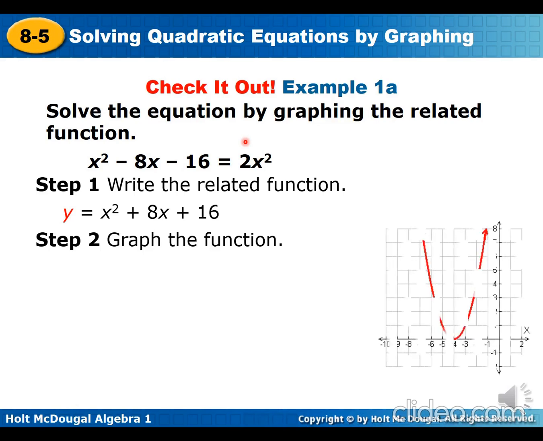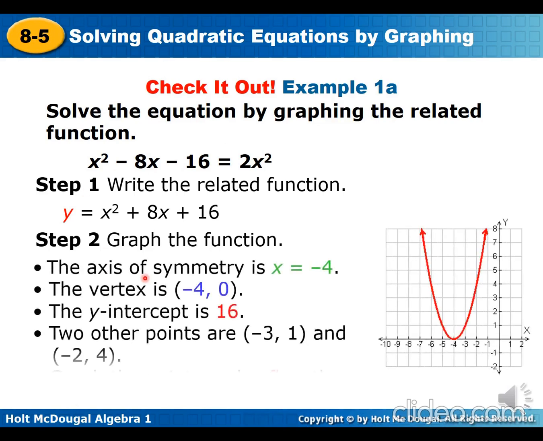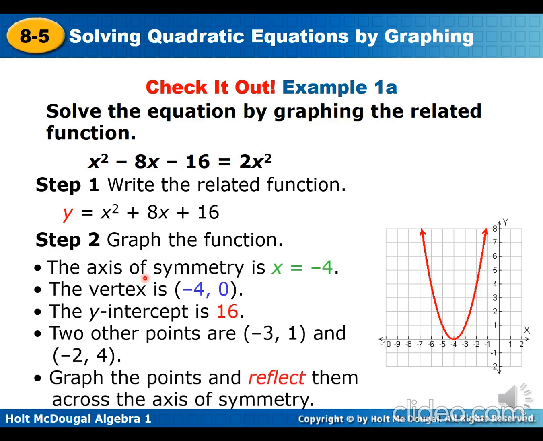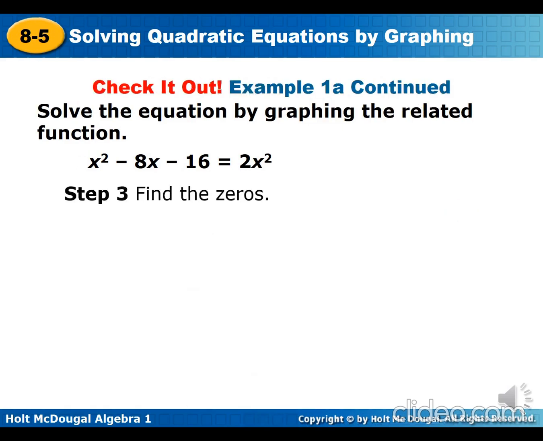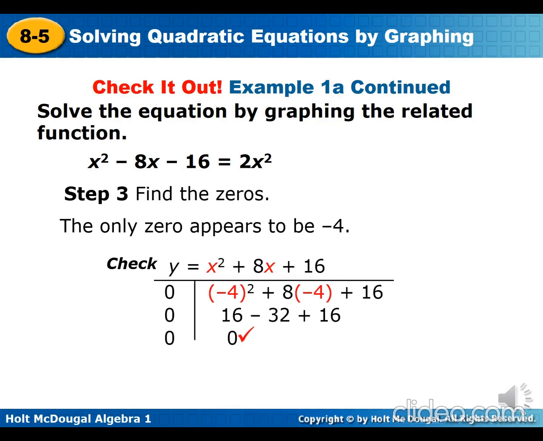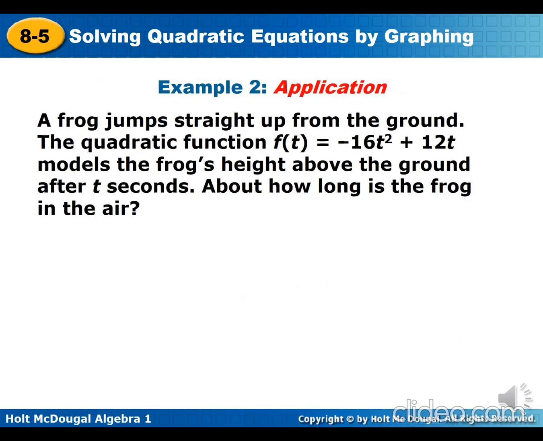Next is to graph the function. We're going to use the axis of symmetry, the vertex, and the y-intercept. As you can see, it's not affecting the y-intercept that much, but look how many zeros we have. We only have one 0, which is at x equals negative 4. How do we check? We substitute it again. Did you get the answer? Write your comments.